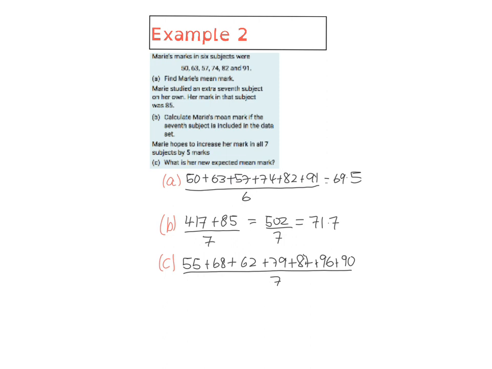Or another way, from part B, I know originally that her total score was 502. That was her original total. And I know that I'm going to divide by 7 because she took 7 subjects. She hopes to get the same increase in every single subject. So she hopes to get 5 marks more in every single subject. So I could just say I'm going to add on the 5 extra marks she gets in all 7 subjects. So 5 times 7. And it doesn't matter which way you do it. You're going to come out with 537 divided by 7. And then that's her new mean mark. And you can divide that in and get the decimal if you want.